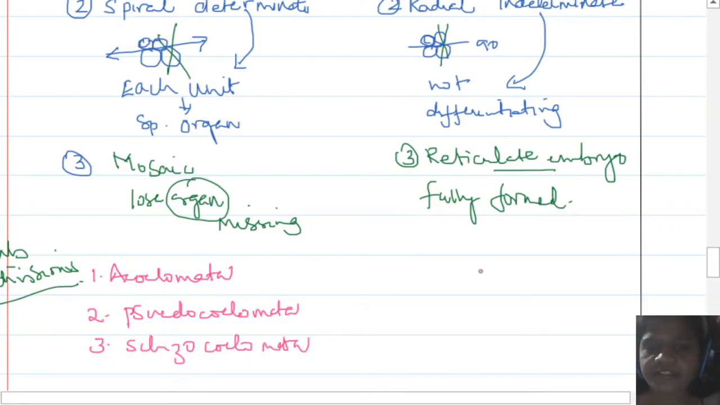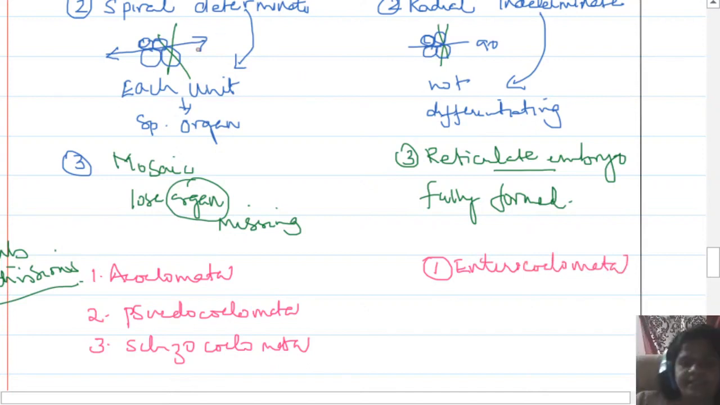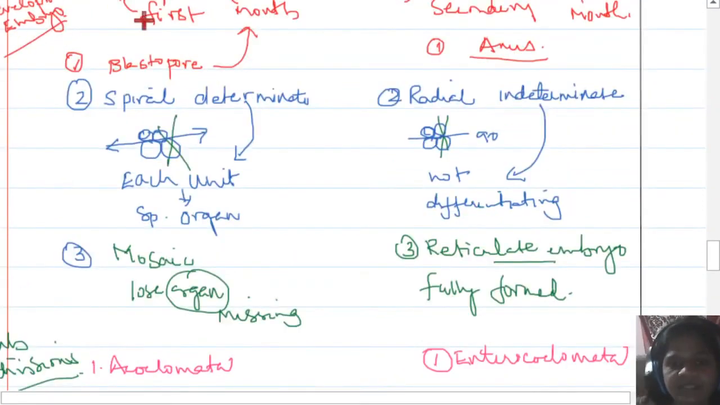And in Deuterostomia, we have only one subdivision. It is called Enterocoelomata. Okay. Let's see. We have seen the characteristic features of Protostomia and Deuterostomia.